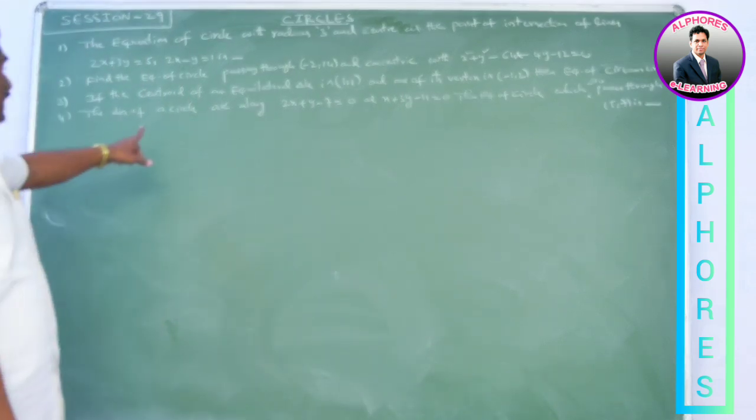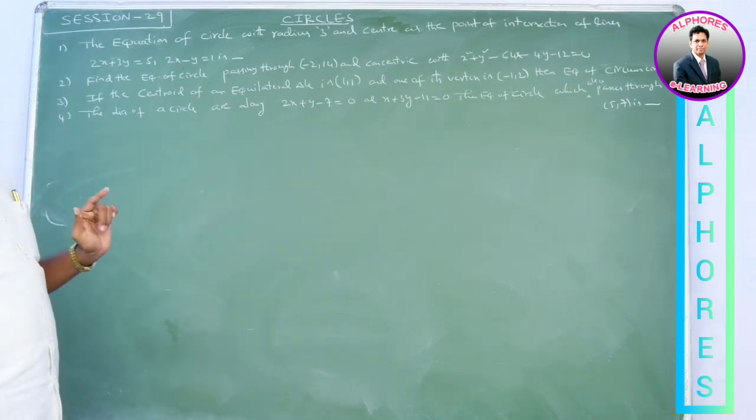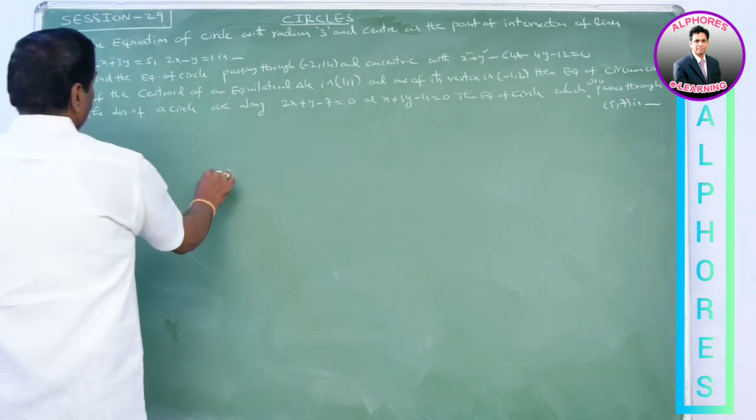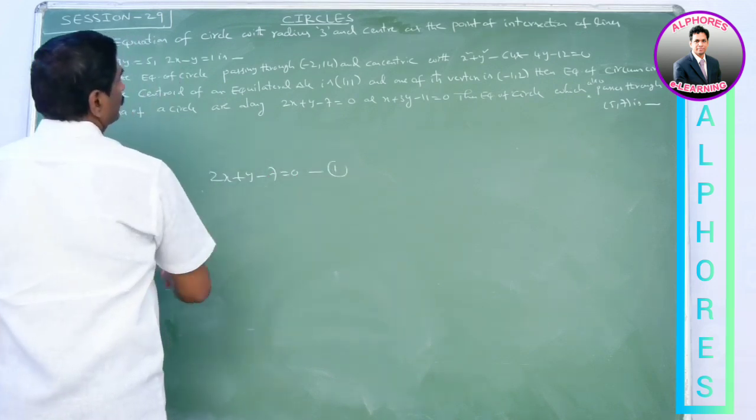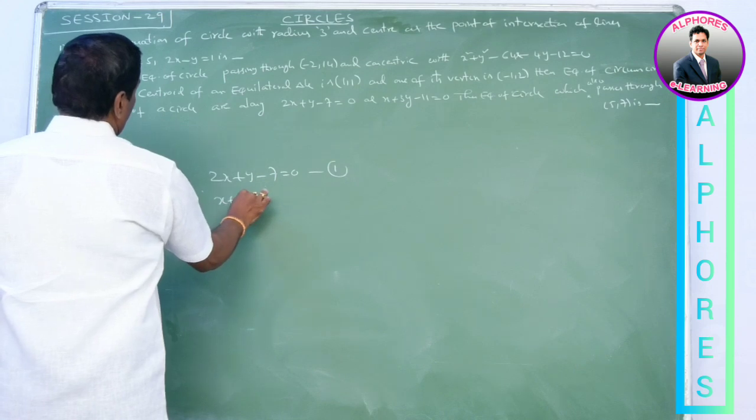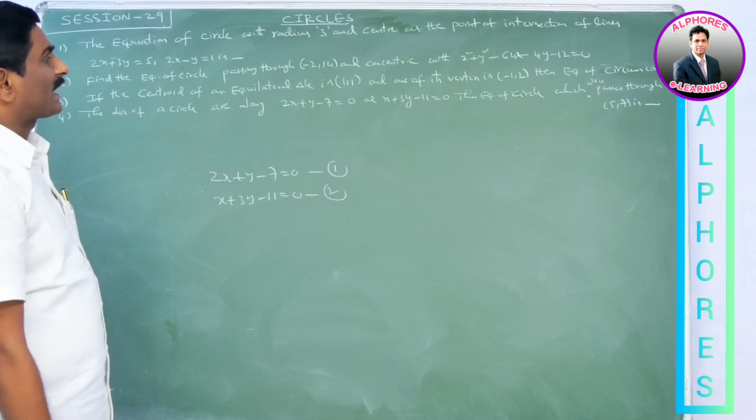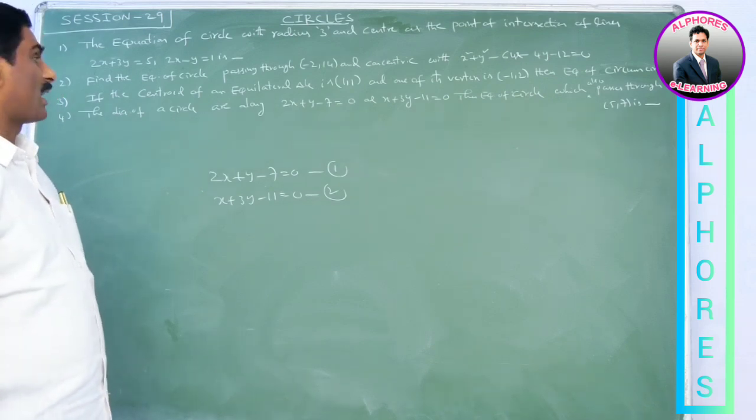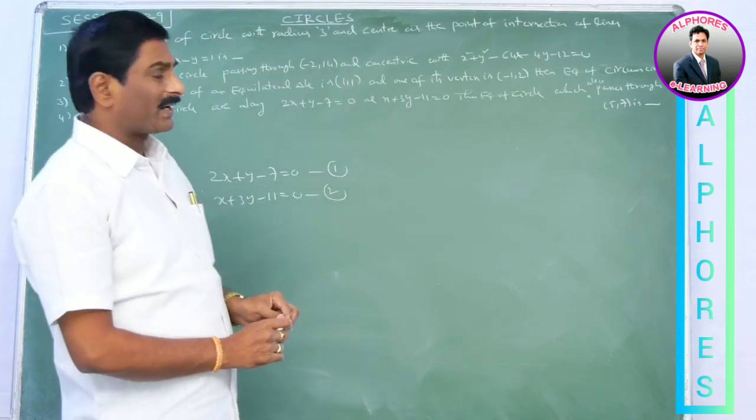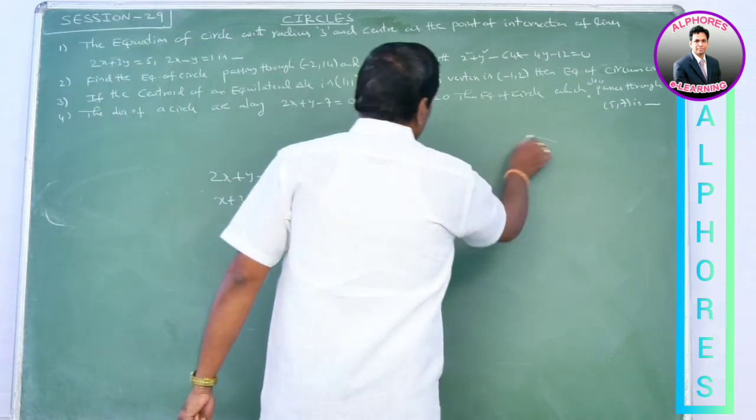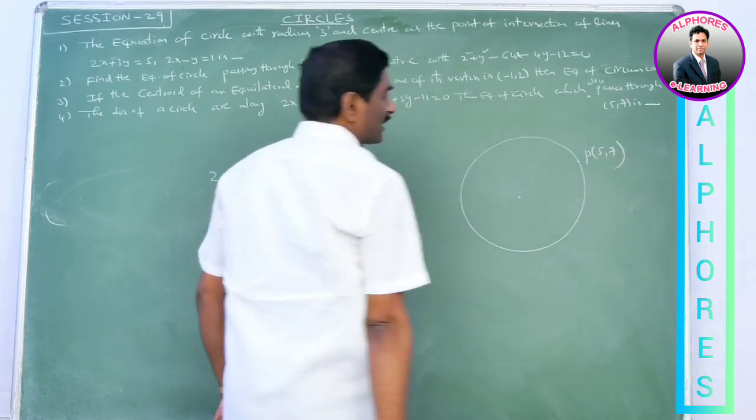The diameters of a circle are along the lines 2x plus y minus 7 is equal to 0 and x plus 3y minus 11 is equal to 0. Then find the equation of the circle which also passes through the point (5, 7). One point on the circle is given. Say this point is P. (5, 7) is one of the points on the circle.